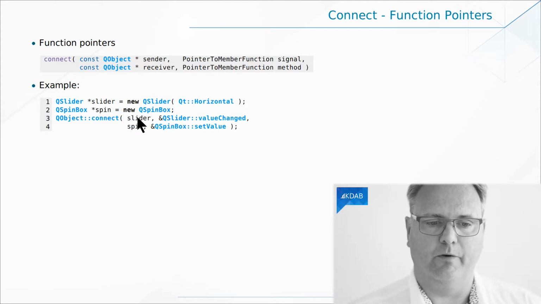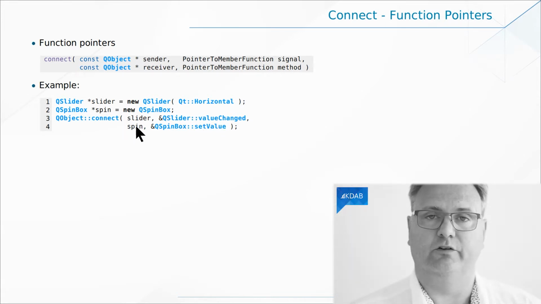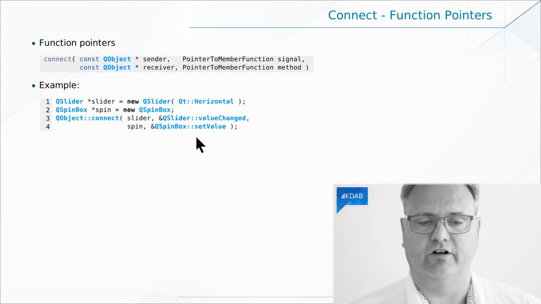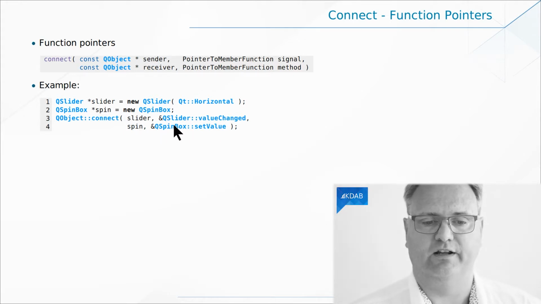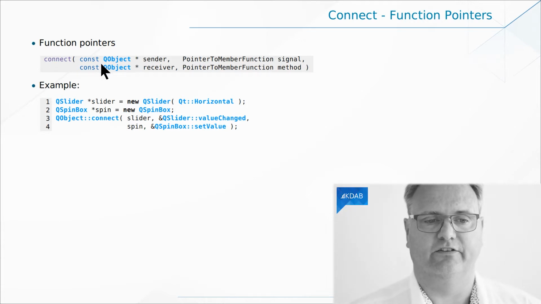The first one is what you saw in the previous video. You write the object that you want to connect from, the pointer to a member function, so QSlider::valueChanged, the object that you want to connect to, and the slot that you want to connect, so &QSpinBox::setValue. And the syntax for your connect statement, if you go and look in the header file, looks exactly like this. It's a const QObject pointer and then a pointer to a member function, and a const QObject pointer again, and a pointer to a member function again.